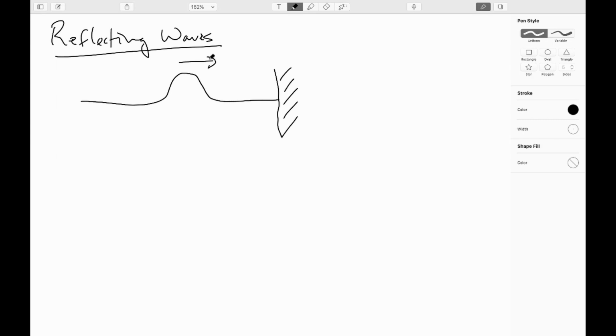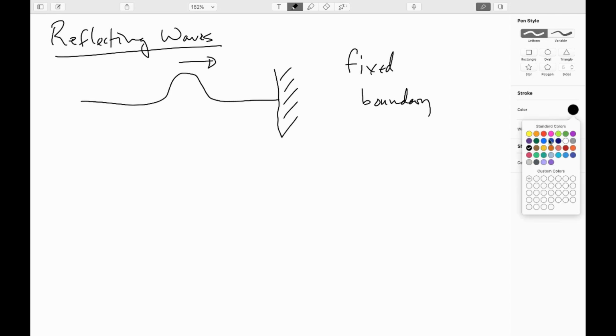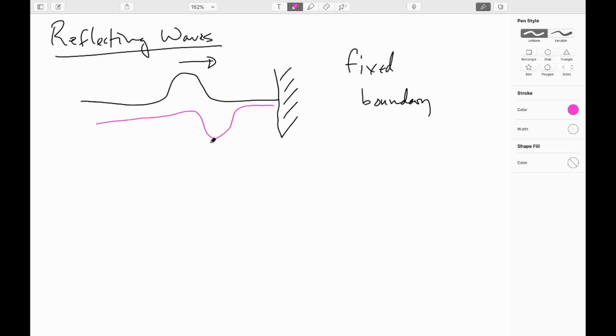Let's say it's coming into some sort of a fixed boundary. Say it's just attached to a wall or something like that. So the wave will come in, and then when it reflects back out, what will happen is it'll reflect back out upside down of the way it came in.